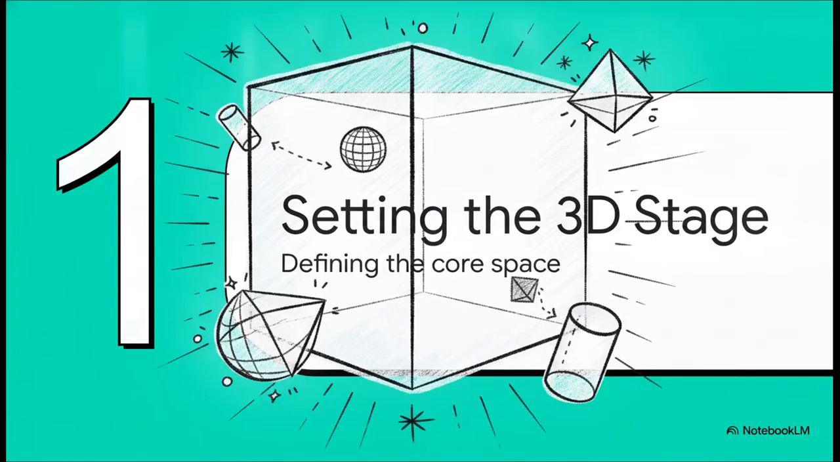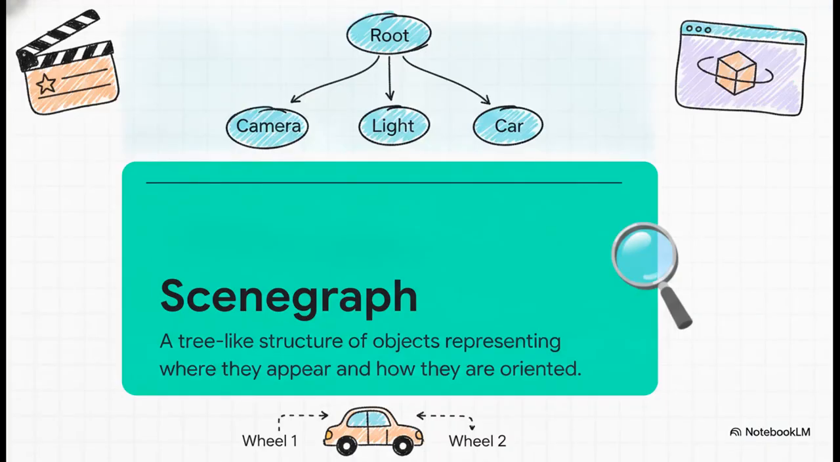Setting the 3D stage, where we define our core space. You know, using Three.js is kind of like directing a movie on a digital stage. And at the very heart of this is something called the scene graph. Imagine the scene graph as your movie studio. It's basically a tree-like hierarchical structure. Every single object you create, your lights, your cameras, your 3D models, they all get placed into this tree in a parent-child relationship. Why does this matter?